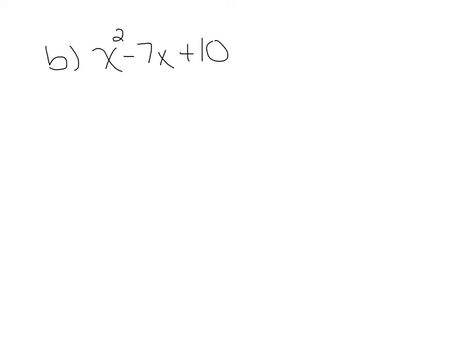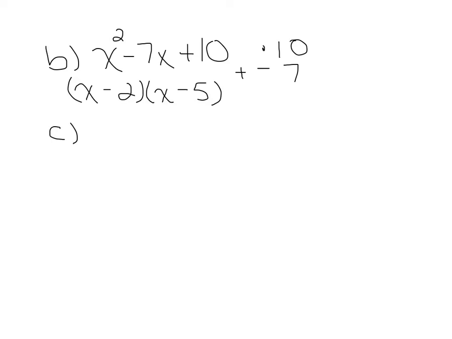All right, B has x squared minus 7x plus 10. Therefore, there's nothing in common. We need to multiply to a positive 10 and add to a negative 7. So I will have x minus 2 times x minus 5. Because negative 2 times a negative 5 is a positive 10, and negative 2 plus a negative 5 is a negative 7.